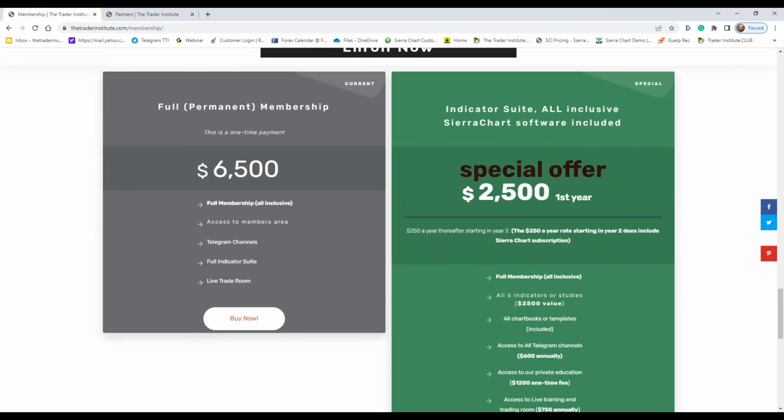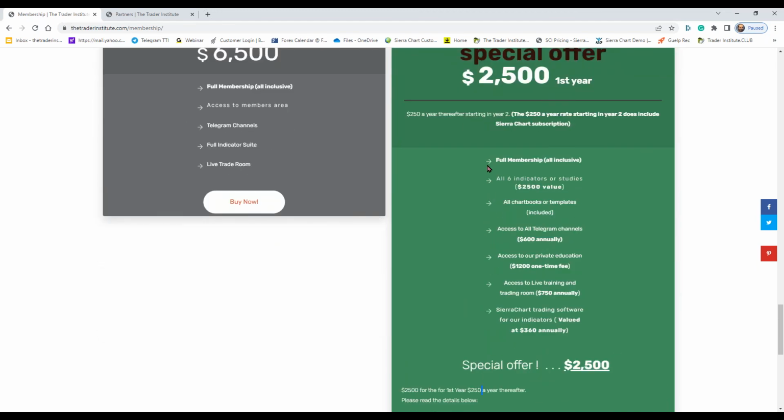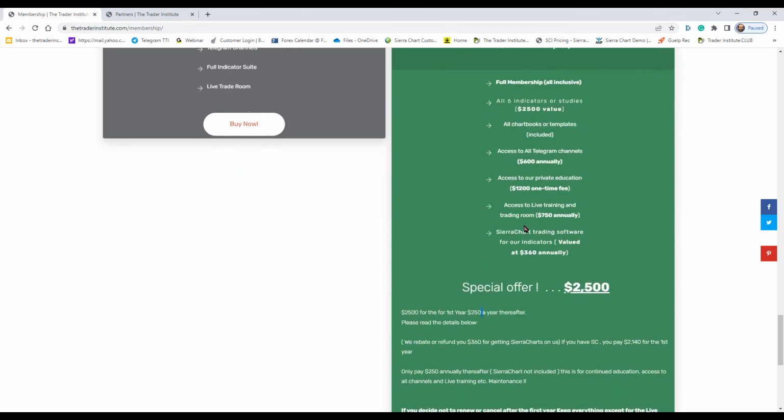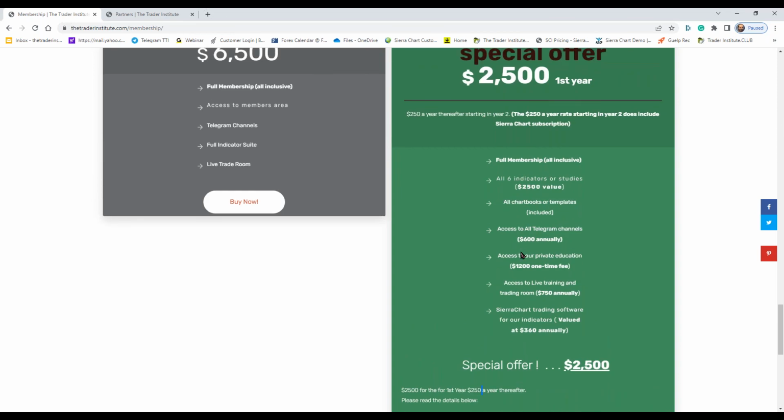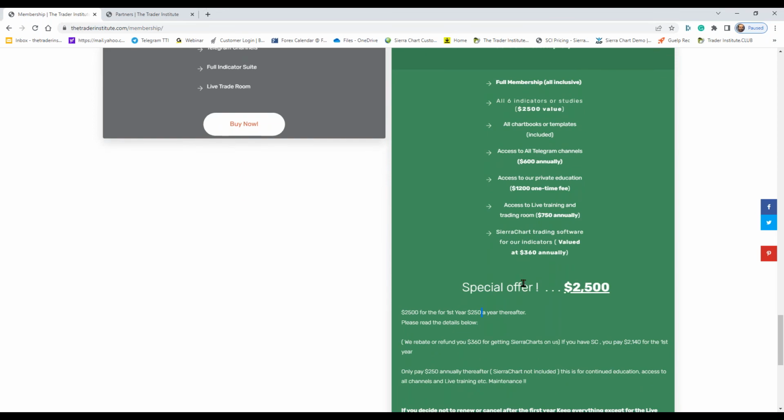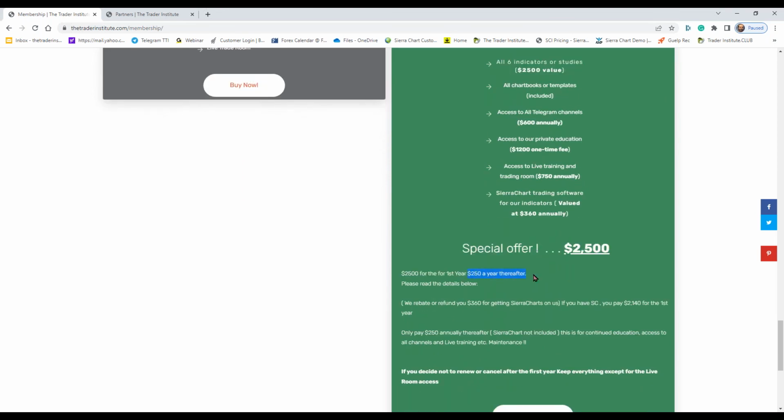You pay $2,500, or $2,140 because I'm giving you $360 back for Sierra Charts, right? This package is about $5,000, folks, but I'm giving it to you for half price, plus I'm adding Sierra Charts to it. Next year, it's going to be renewing for $250. We can do it automatically, or I can send you a note that this is your renewal. You can say, Simon, okay, I'll renew. You pay $250, but you have to pay for your own Sierra Charts. At that time, you should be able to know the value of it and continue.